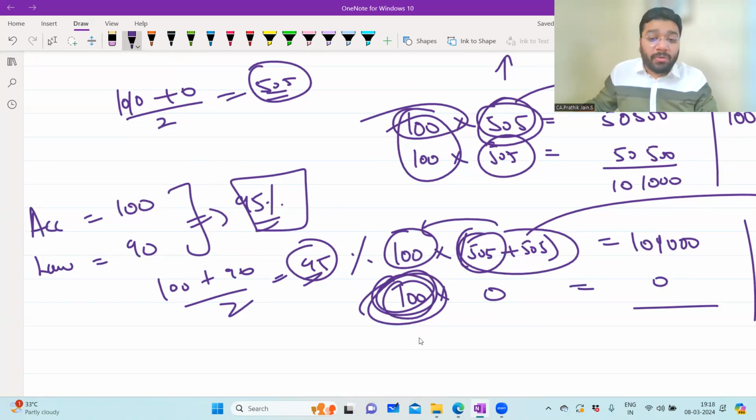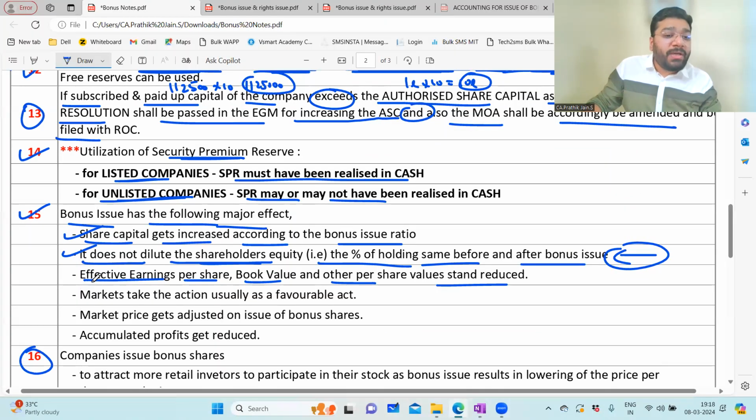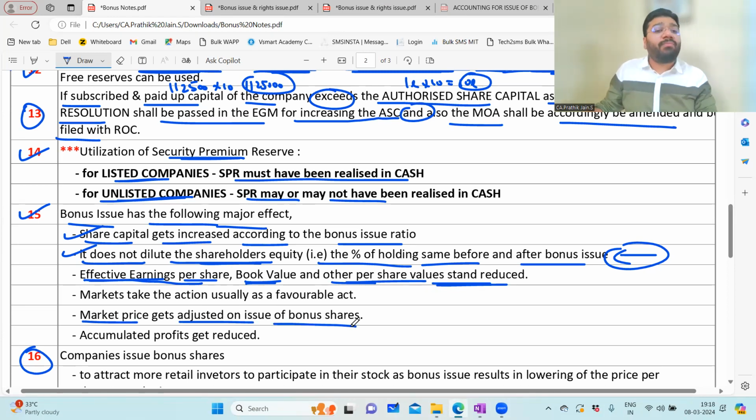Book value of the share will fall down. This is what they're trying to prove here. So here, effective earning per share, book value, and other value per share will stand reduced. Market price gets adjusted on the issue of bonus shares. Any problem?